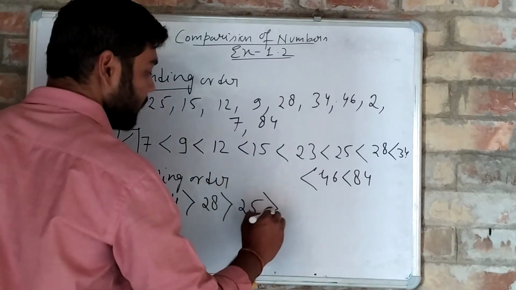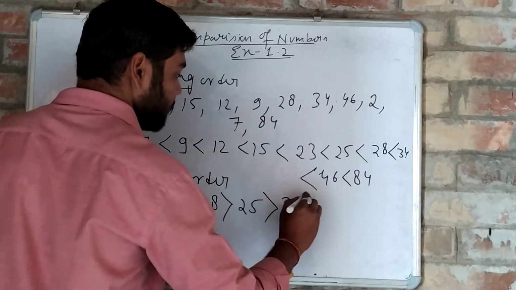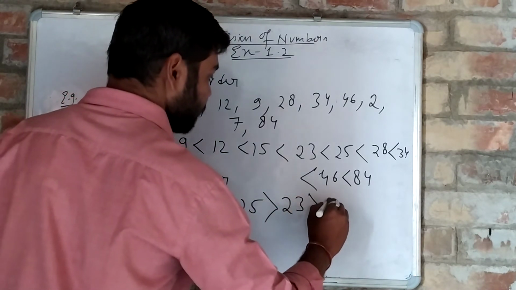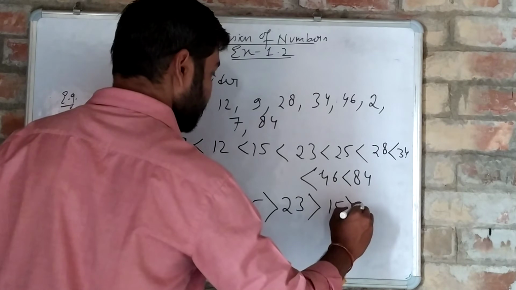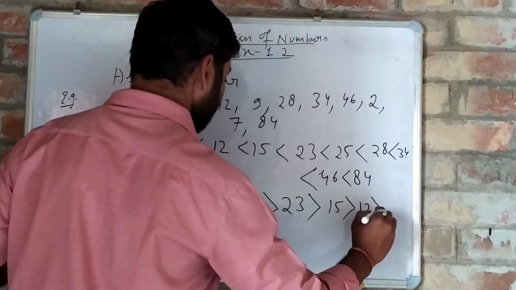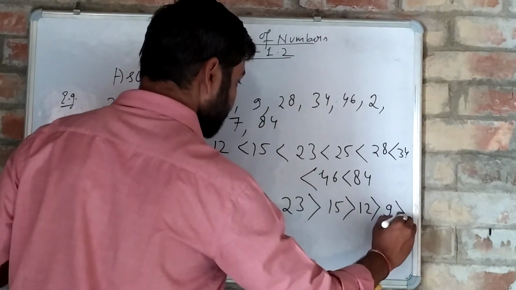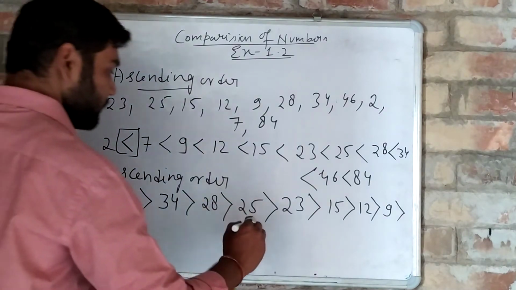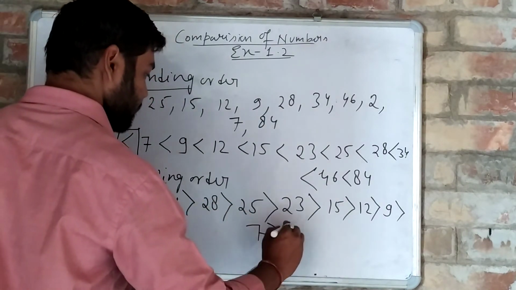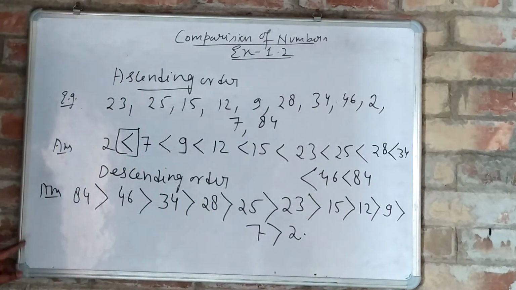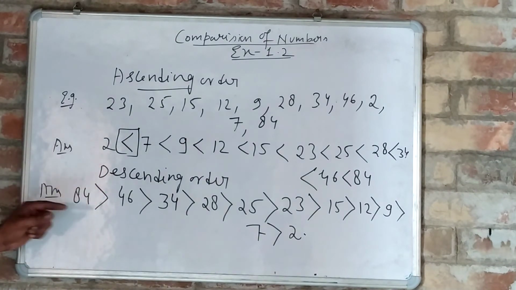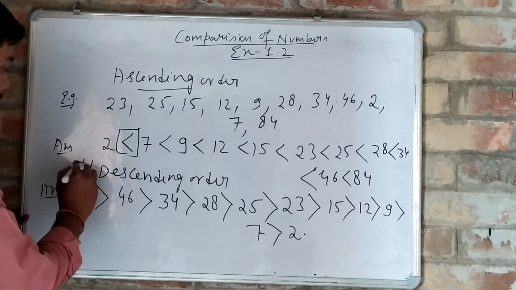After that what we will have? 23, then we will have 15. After that we will have 12, then we will have 9. After that we will have 7, and then last we will have 2. Okay, so now here we have arranged the numbers in descending order.